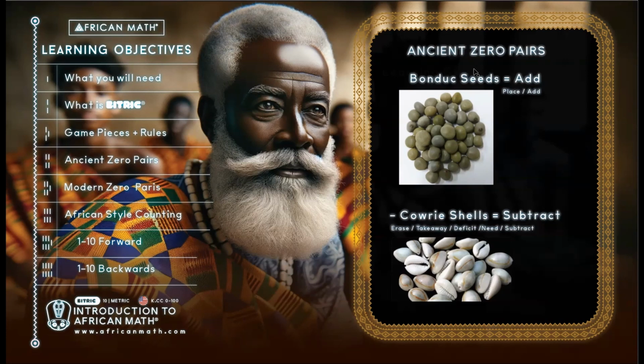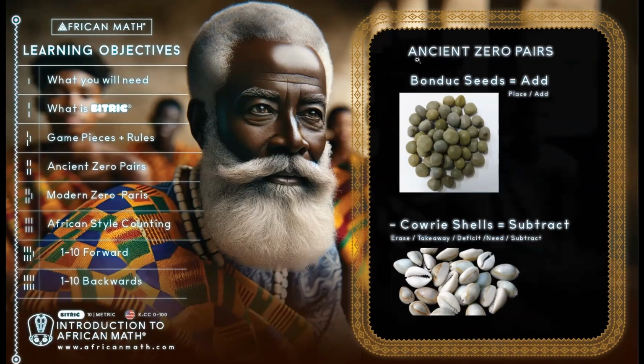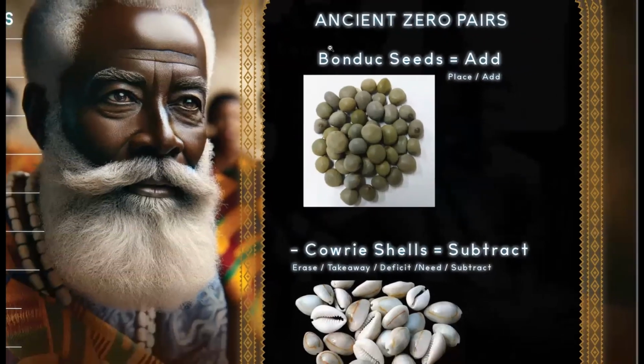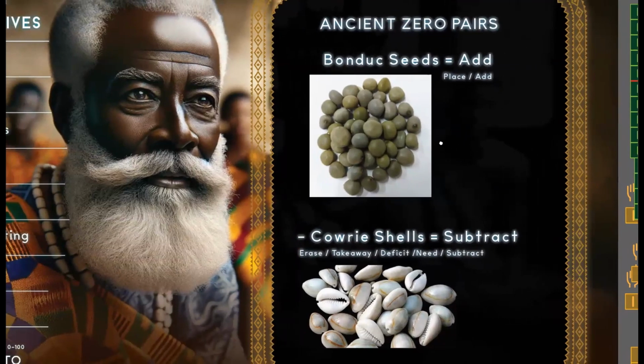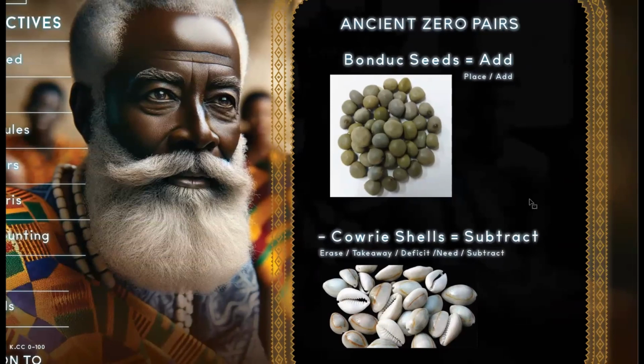Now, what are zero pairs? Zero pairs are basically a concept that my ancient African ancestors came up with to make sure that there was balance. So they had to define zero. And the way zero was defined was by having complements or having opposites that created a zero.